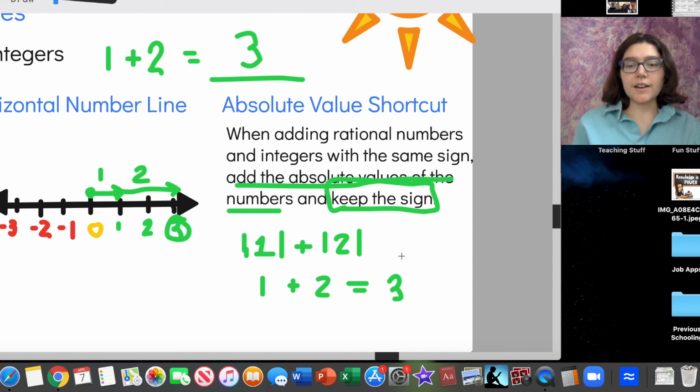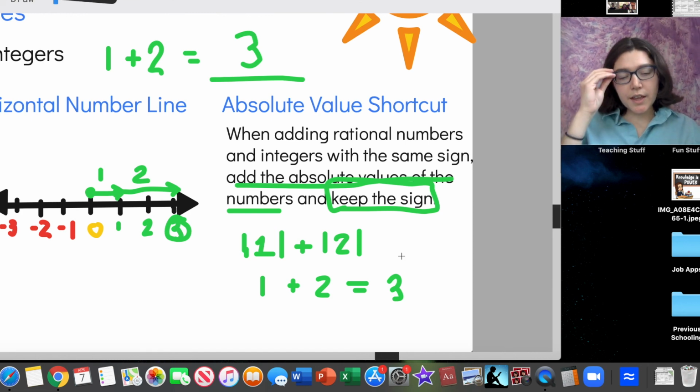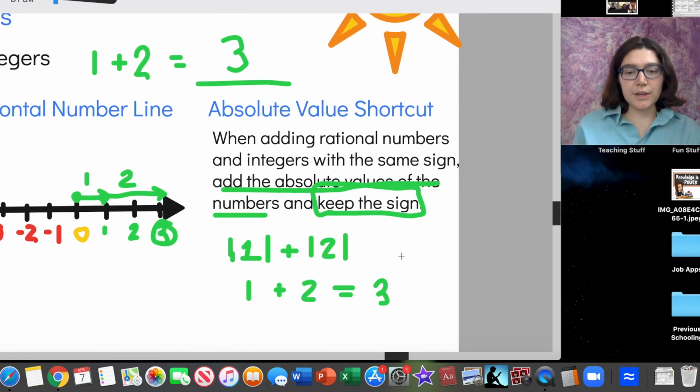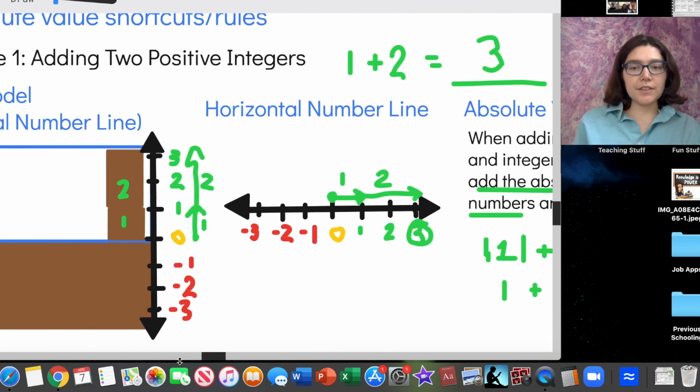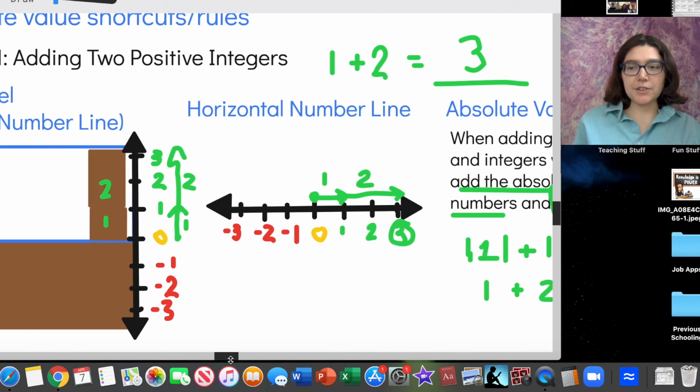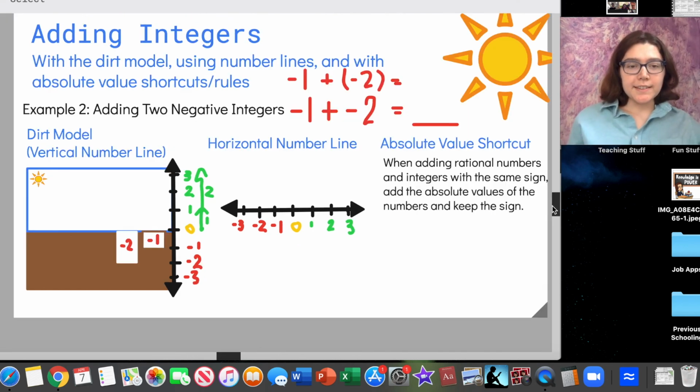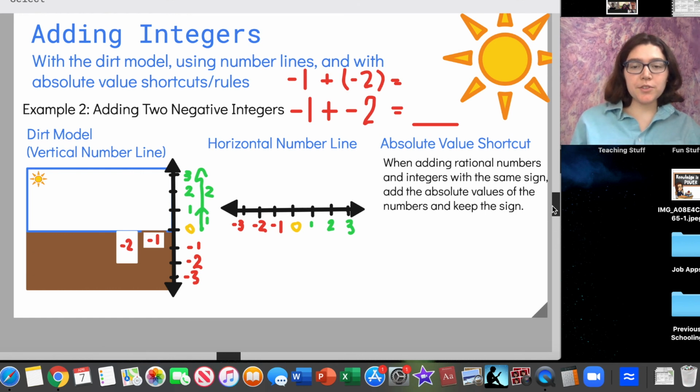Okay, so of course you know what 1 plus 2 is, but these are various ways that we can represent that, and these are going to be important as we now go into working with negative numbers. Alright, so now let's look at example 2, where we're going to be adding two negative integers. So now instead of adding 1 plus 2, we're going to be adding negative 1 plus negative 2.